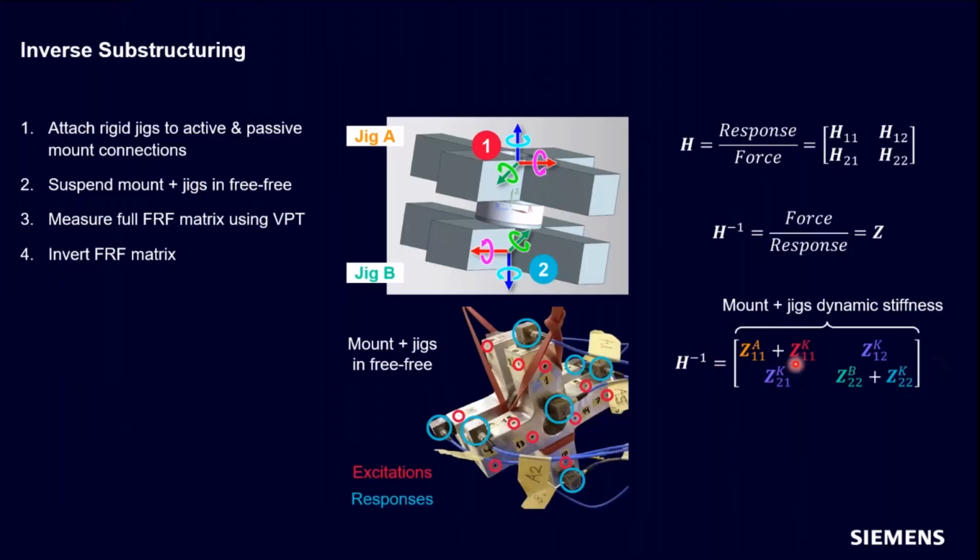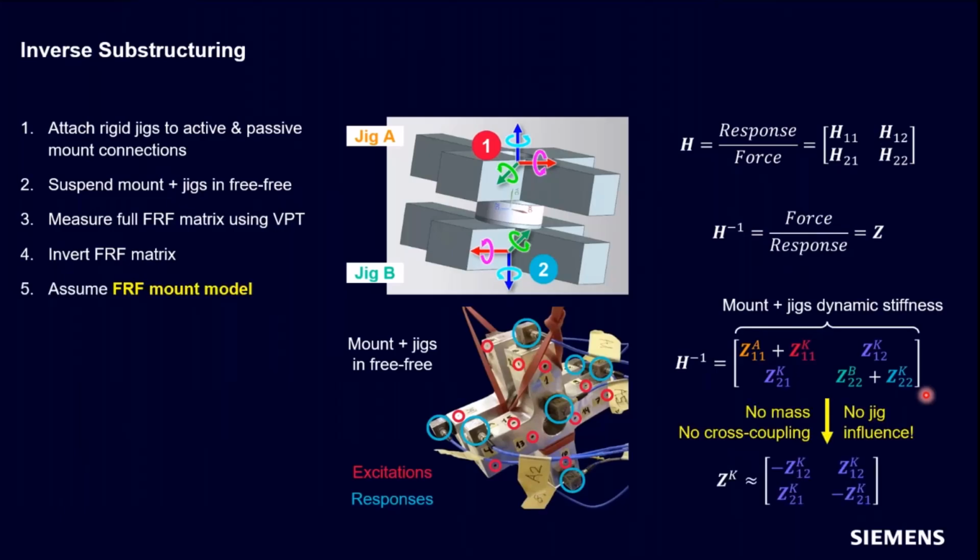So you can see that by making this assembly, the active side's dynamic stiffness is the mount's dynamic stiffness plus the jig dynamic stiffness. So it's kind of made a modified assembly here. We're not interested in the jig dynamic stiffness. We are just interested in the mount's dynamic stiffness.